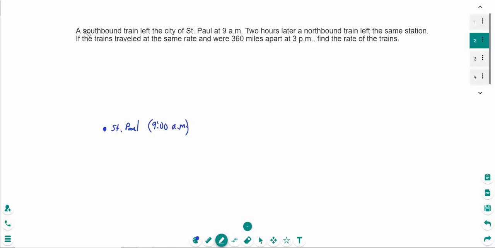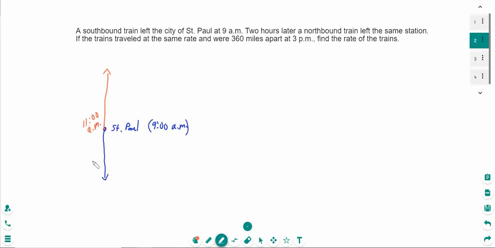And what are we saying? A southbound train. So it starts at St. Paul, and it's going south. If we think of our compass, going downward would be south, so it's going this direction. Okay? And then 2 hours later, a northbound train. So this train left the same station, so it also left St. Paul, but it's not going south, it's going north. So it's starting here, and it's going north. And it's 2 hours later. So the first one left at 9. This one left 2 hours later, which would make it 11 o'clock a.m.